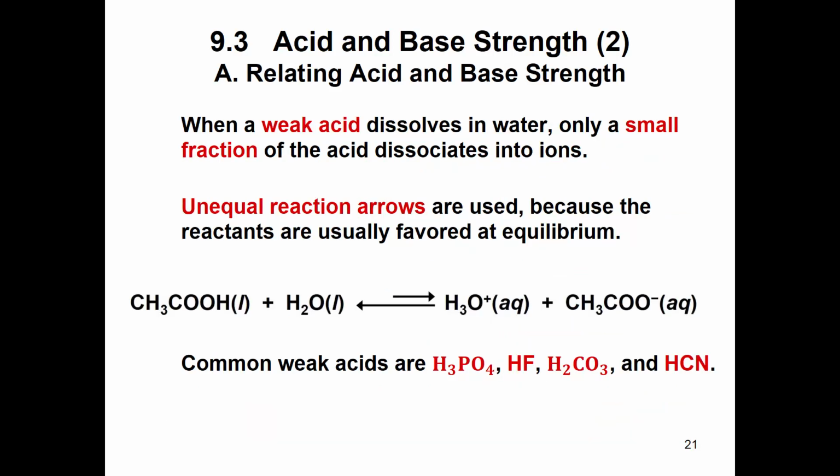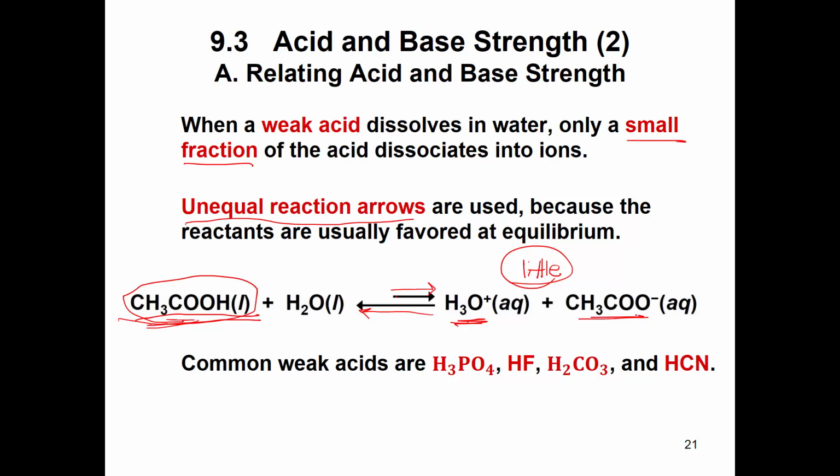When a weak acid dissolves in water, only a very small amount is going to dissociate. Since you maintain some of this form and don't 100% dissociate into the component ions, we have an arrow going both ways. Notice though, since very little is made, the arrow going to the right is a bit smaller than the one going to the left. That's one way we communicate that it's favored to the left, which means more of this is going to remain than is going to break apart into the ions.